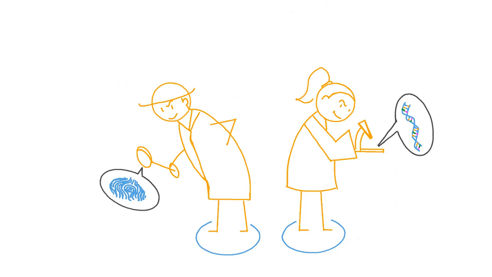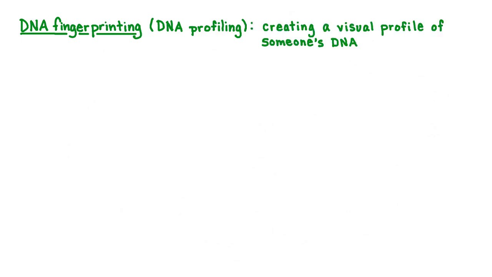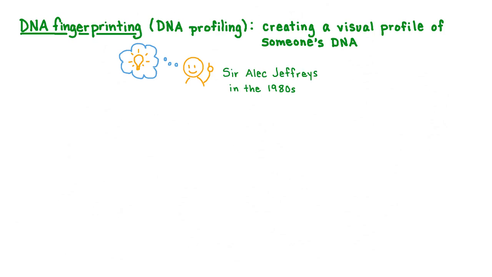Before we review some of the applications of DNA fingerprinting technology, let's first understand the principles behind the technique. DNA fingerprinting, or DNA profiling, is creating a visual profile of someone's DNA. This process was invented in the 1980s by Sir Alec Jeffreys. He famously used DNA fingerprinting to solve a high-profile murder case at that time. The principles of DNA fingerprinting have remained largely unchanged since then. However, the techniques used have progressed a lot.